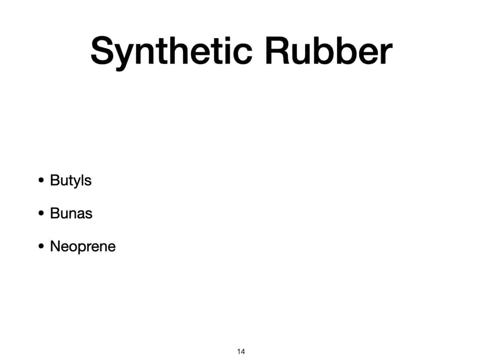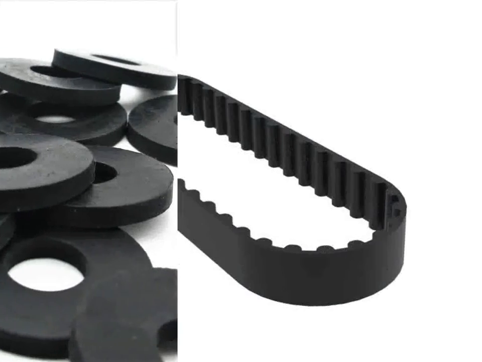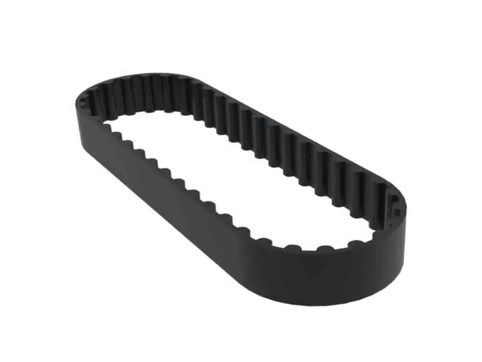Now, welcome to the world of synthetic rubber. Synthetic rubber is available in several types, each of which is compounded of different materials to give the desired property. The most widely used are the butyls, like tire tubes, bunas, like washers, and neoprene, like timing belts.